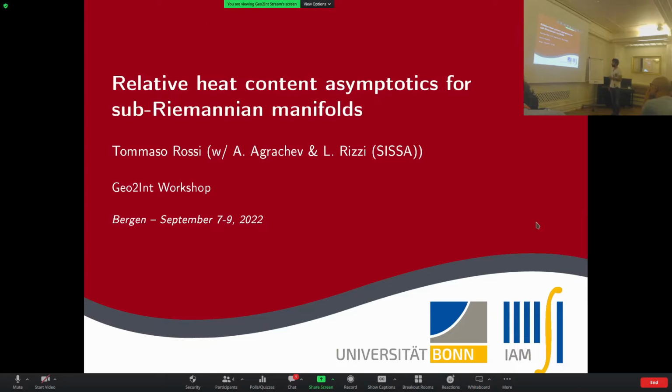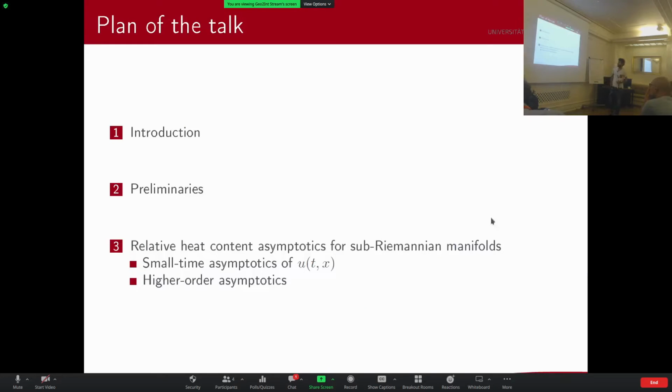So, this is an outline of the presentation. I will give an introduction to the problem and try to explain the motivation of why we're interested in such a problem in sub-Riemannian geometry, and then I will explain a more general, slightly more general setting, and then I will give the main statement with some ideas of the proofs.